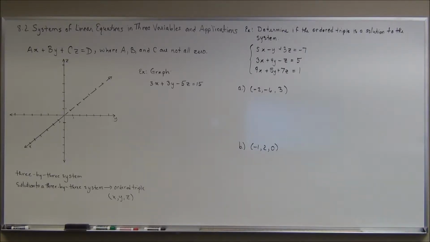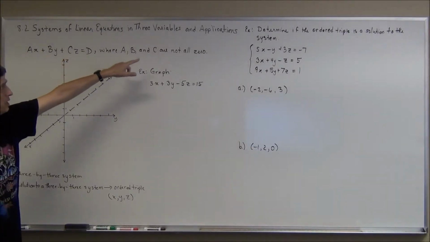Ready to go into section 2 of chapter 8, systems of linear equations in 3 variables and their applications. In the last section we did 2 variables. We had 2 by 2 systems, 2 equations with 2 unknowns. Now we're going to have 3 by 3 systems, 3 equations with 3 variables, 3 unknowns. And our equations are going to look something like this: ax plus by plus cz, a third variable, is equal to d, where a, b, and c are not all 0.